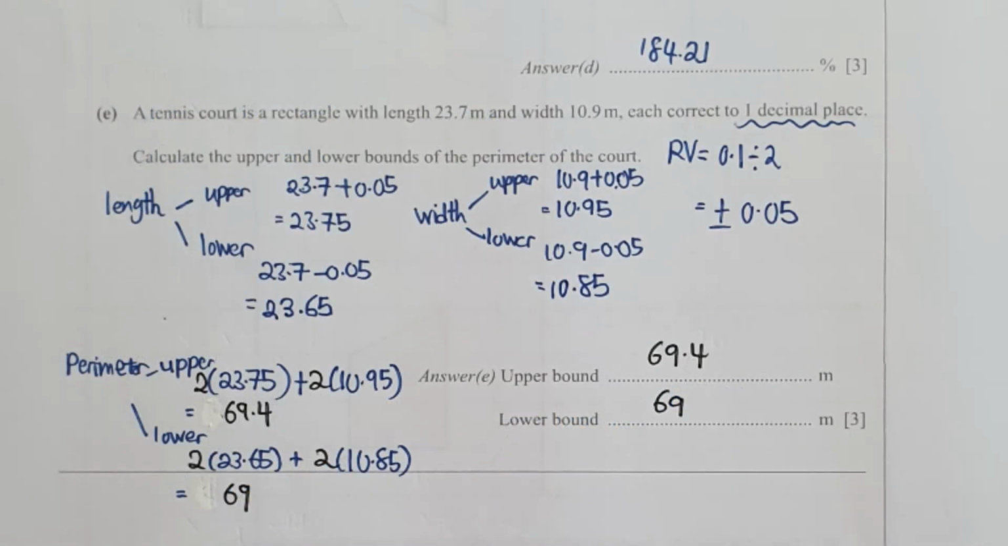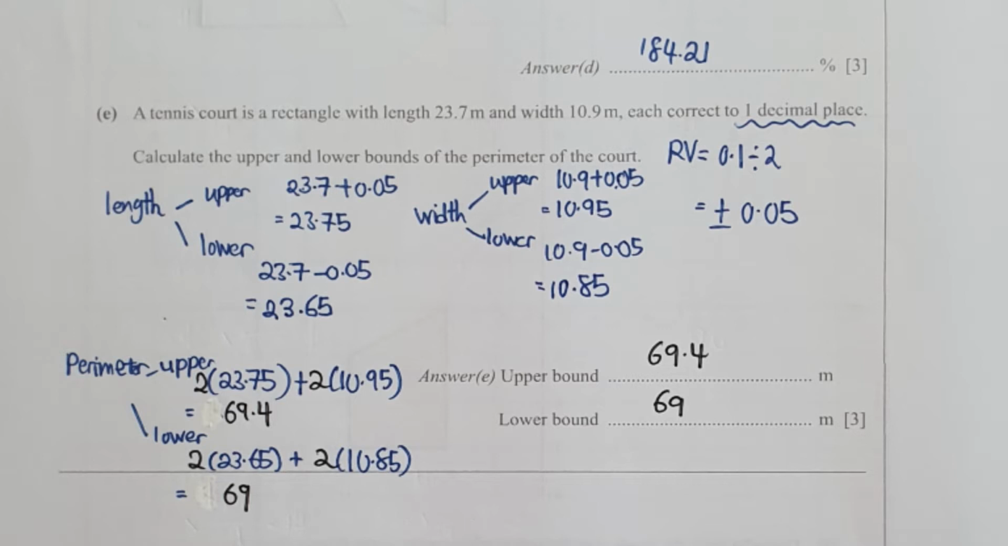So a tennis court is a rectangle with a length of 23.7 meters and a width of 10.9 meters, corrected to 1 decimal place. So the key thing here is to identify the rounding value. By taking 0.1 divided by 2, I know that it's either plus or minus 0.05. So to find the upper bound of the length, take 23.7 plus 0.05, whereby for the lower bound, just minus it off.